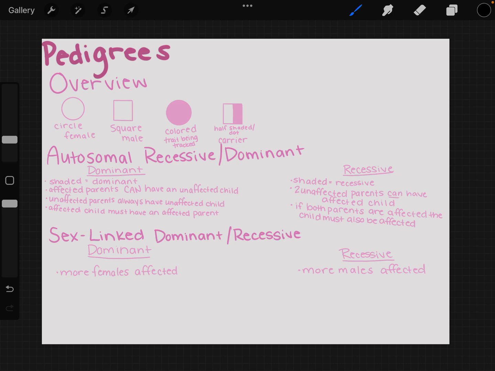Recessive is going to be very similar. Again, this is when the shaded squares and circles represent recessive traits. Two unaffected parents can have an affected child. So again, unaffected being not shaded, meaning dominant phenotype. They can have an affected child if those parents are heterozygous. If both parents are affected, which means both parents are homozygous recessive, then the child must also be homozygous recessive because those parents only have recessive gametes to pass on.